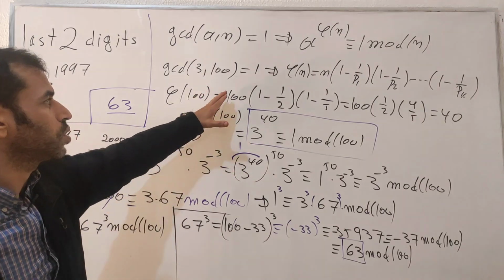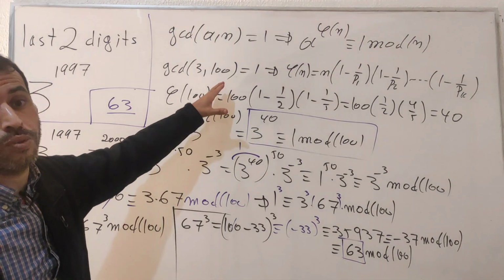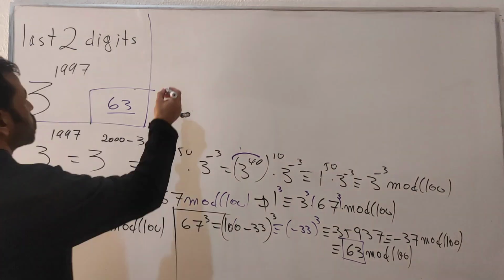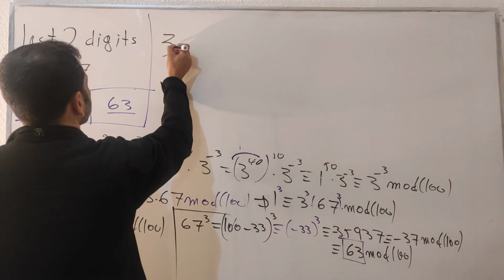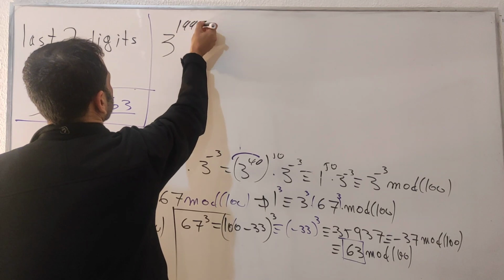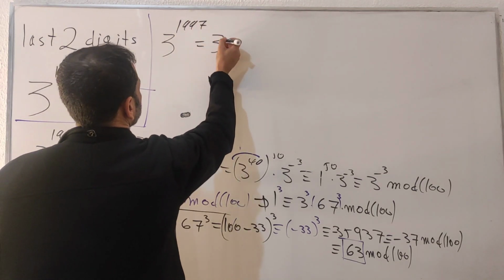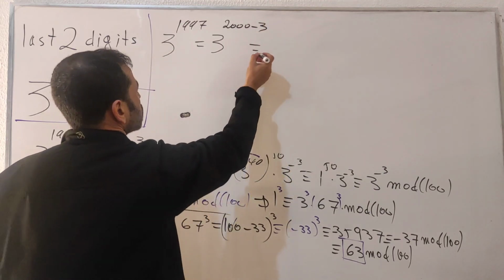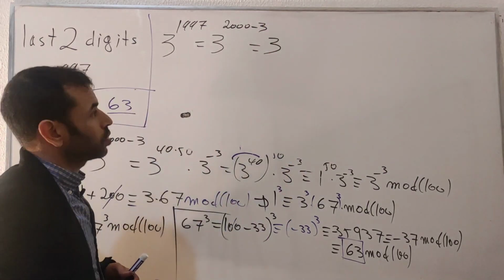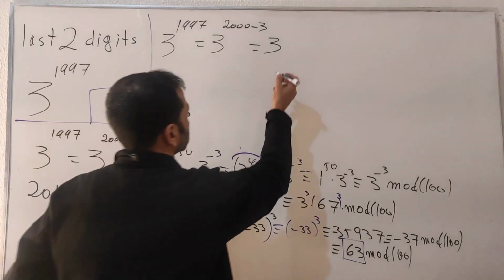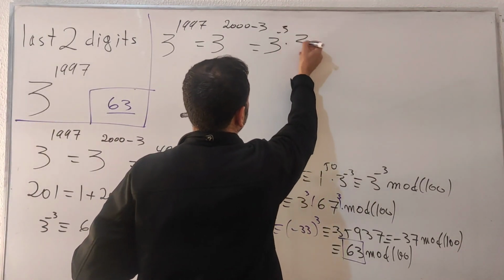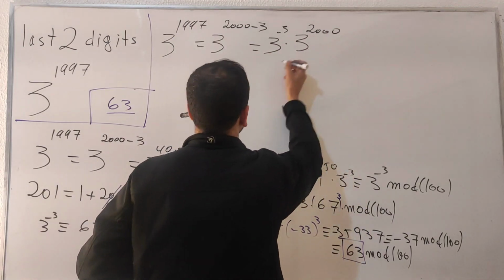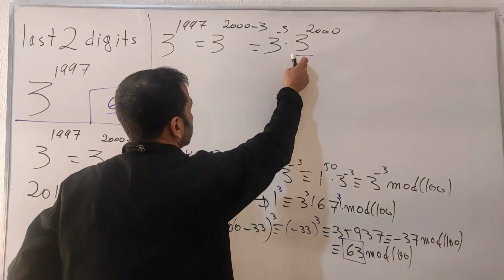So I'm going to use the binomial expansion. It will be easier than the Euler theorem. Let's do that. I'm going to do almost the same thing. We have 3 to the 1997 equals 3 to the 2000 minus 3. I'm going to split this into two parts: 3 to the minus 3 factor 3 to the 2000. I'm going to leave this one as it is and take this number and work on it.